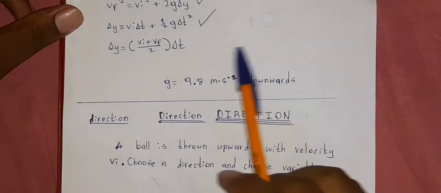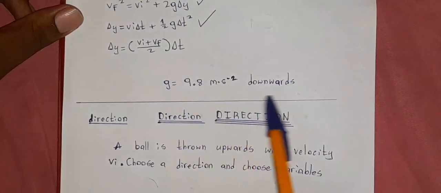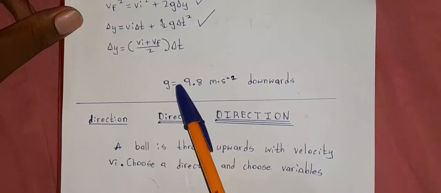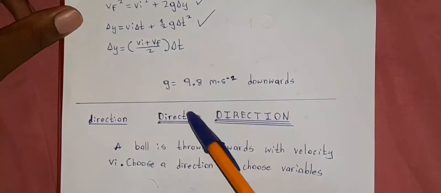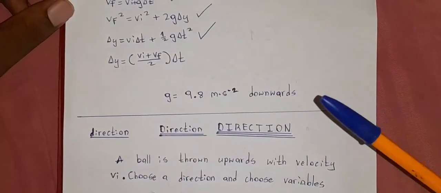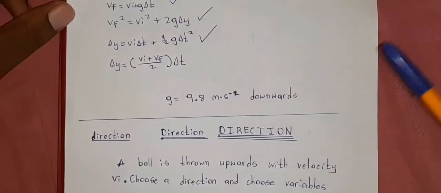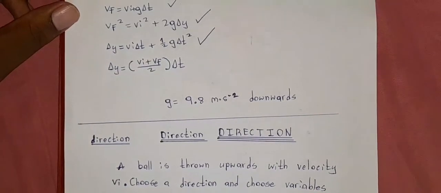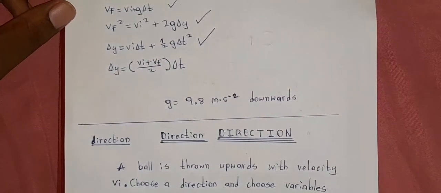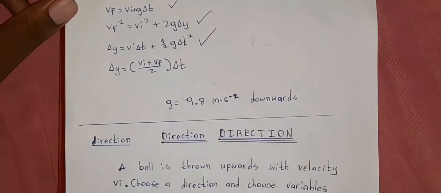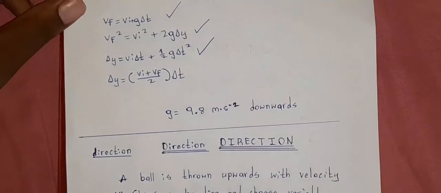Just by knowing this, you can earn yourself 2 marks in an exam, just by knowing this only, because they will ask you to give them this. They will ask you what is the gravitational acceleration on the ball when it is at its maximum height. So it's 9.8 meters per second squared downwards. Always, gravity never acts upwards, it always acts downwards.